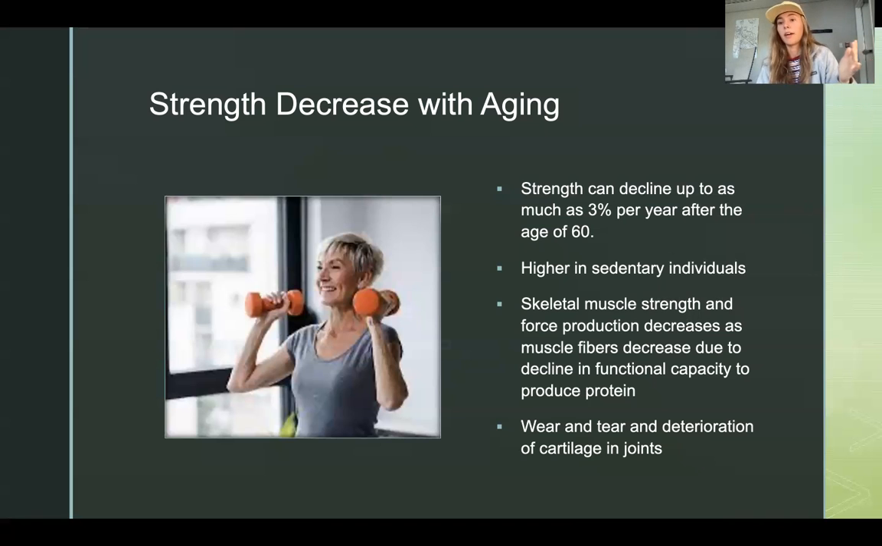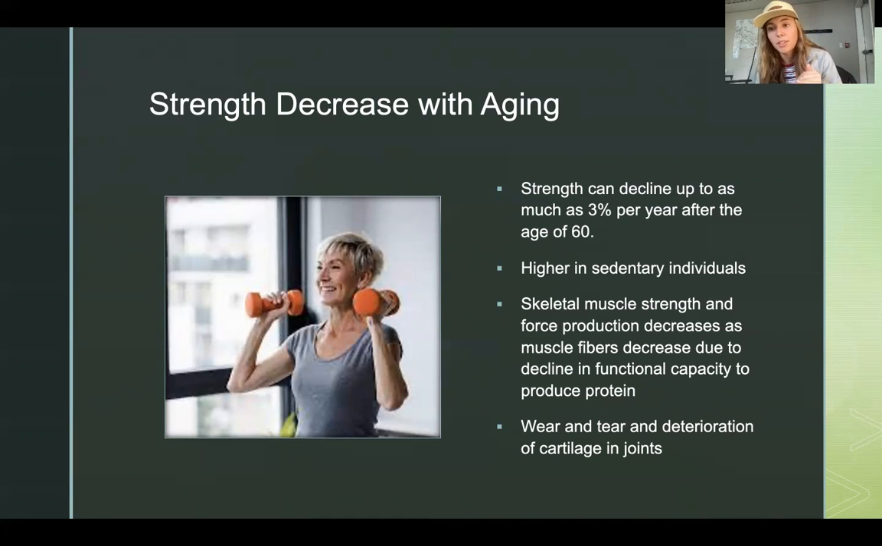And then obviously the skeletal muscle strength is not as great as when an individual's younger. Different functional capacities are going to change. Specifically, I was looking a lot at activities of daily living. So, walking up and down the stairs is going to be harder because there's not as much force production.